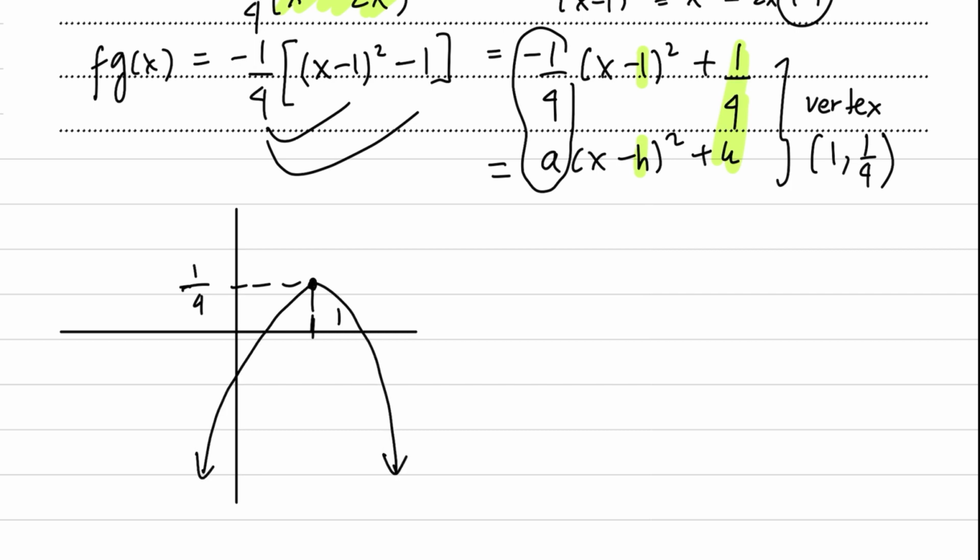So what is the range of this function? As you can see, the graph always goes down starting from 1 over 4. Means that the range of fg will always be less than or equal to 1 over 4. So 1 over 4 and go down, less than. So that's our final answer.